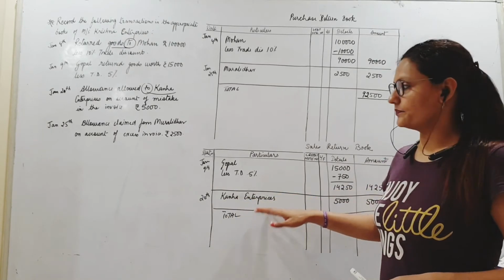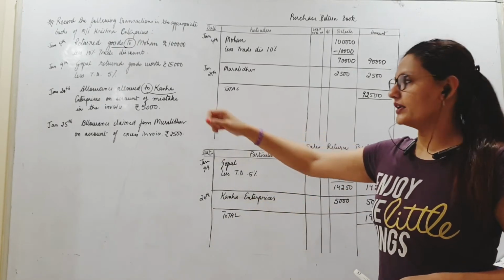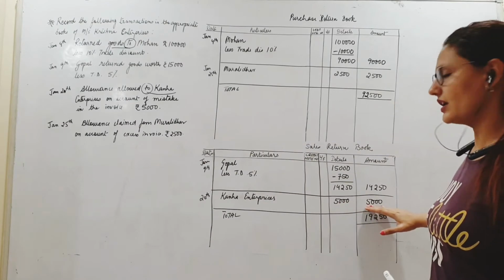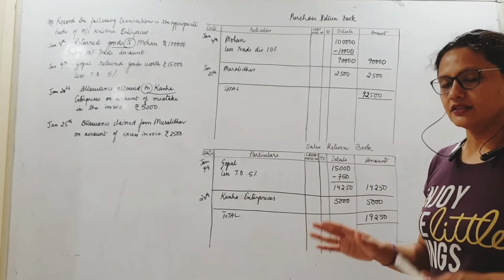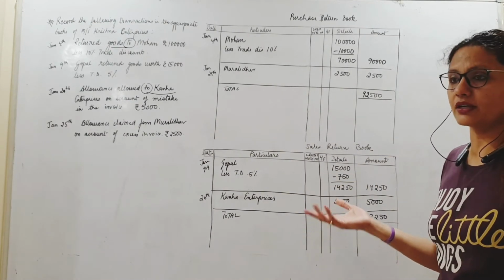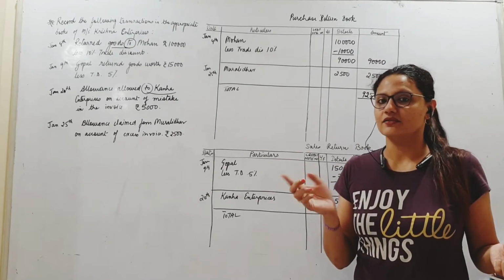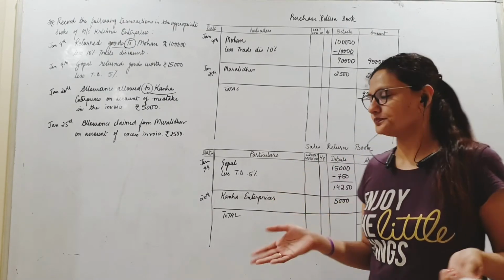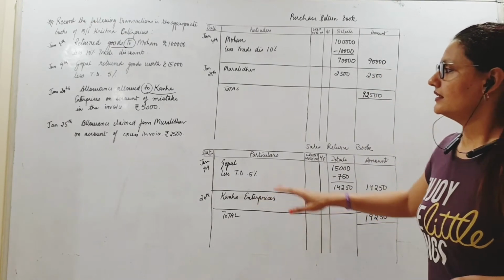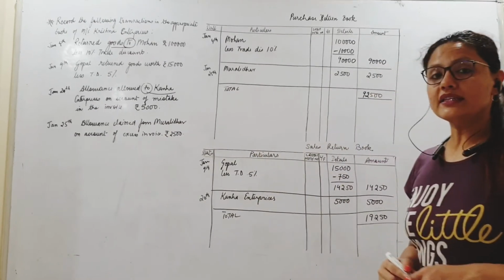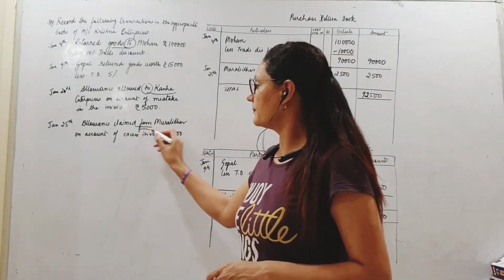Kanha Enterprises, how much am I allowing him? 5,000. So 5,000 less, right? This also comes under sales return because I would have credited this extra 5,000 to the sales account, which is not the correct value. So now this is done. Then we come to allowance claimed from Muralidhar.